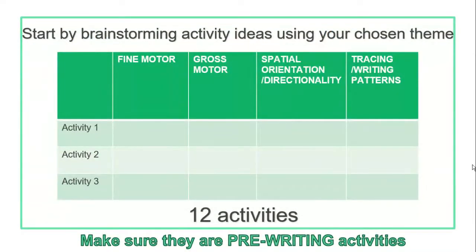Start this activity by brainstorming your activity ideas using your chosen theme. You can copy a table like this, and under each section, just jot down an activity that you could do for each of these skills. You are going to need 12 activities in total. Please make sure that they are pre-writing activities. There are lots of gross motor activities that actually don't align with pre-writing skills, so make sure that all of your activities that are chosen are helping with pre-writing development.